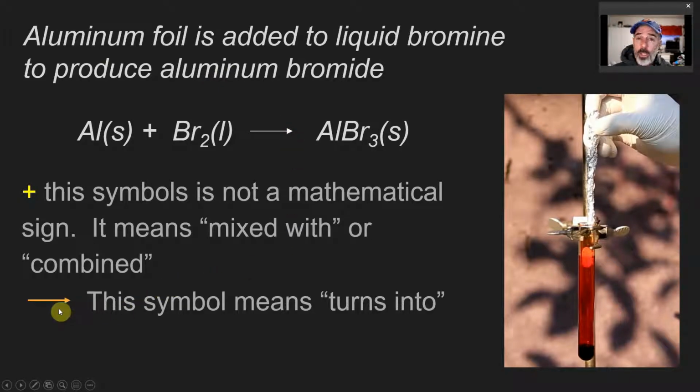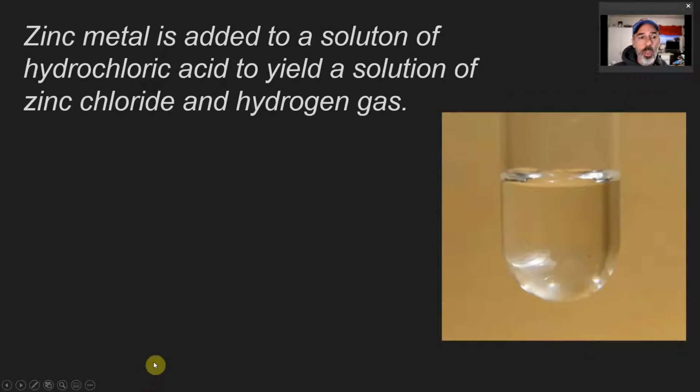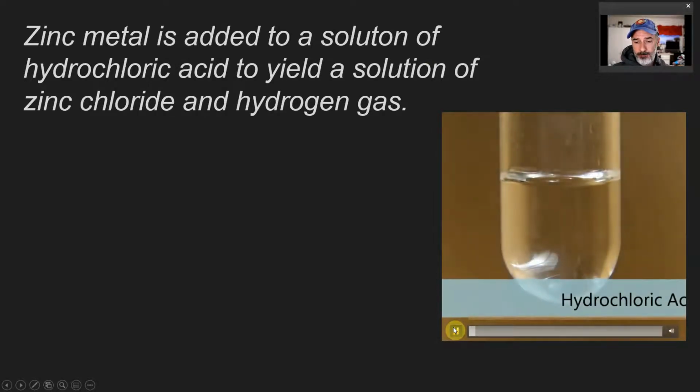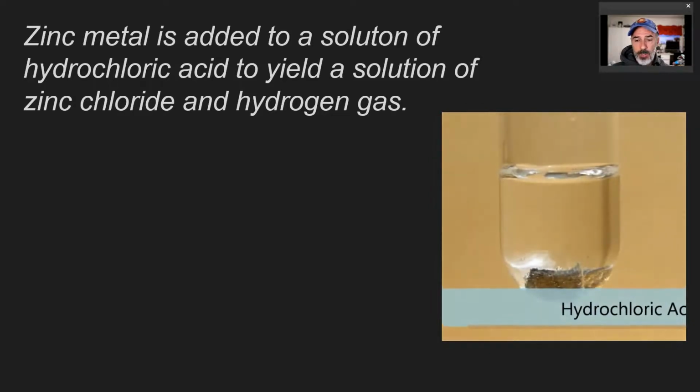Now there's a lot of ways to say the arrow. And so as we go through others, we'll look and see if we can find what ways they're using to say the arrow. Okay, let's look at this reaction. Now this is a pretty cool reaction. Let's see if we can predict what's going to happen here based on the writing. Zinc metal is added to a solution of hydrochloric acid to yield a solution of zinc chloride and hydrogen gas. So I think what this is right here is the hydrochloric acid. They're going to add some zinc metal to this, and then a reaction is going to occur.